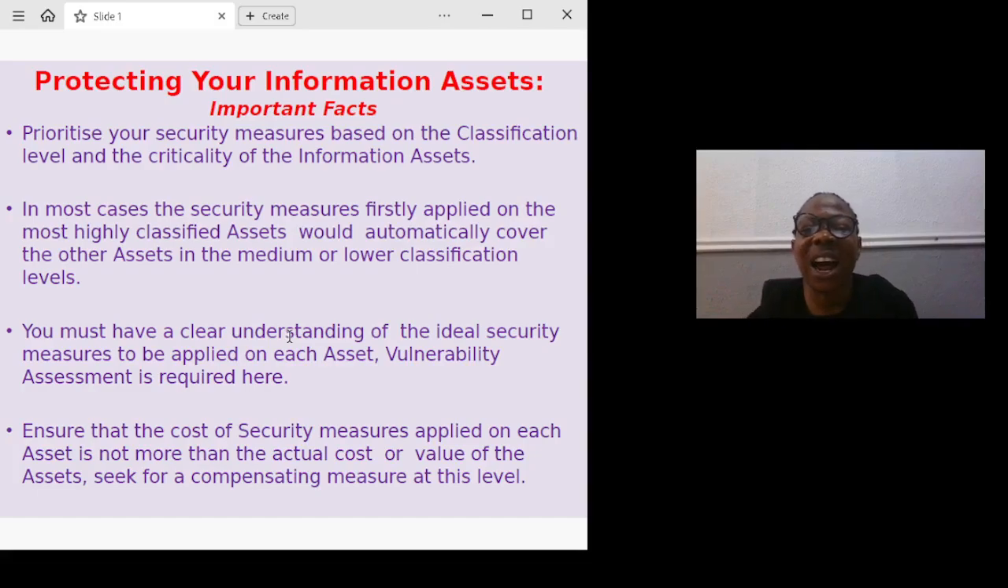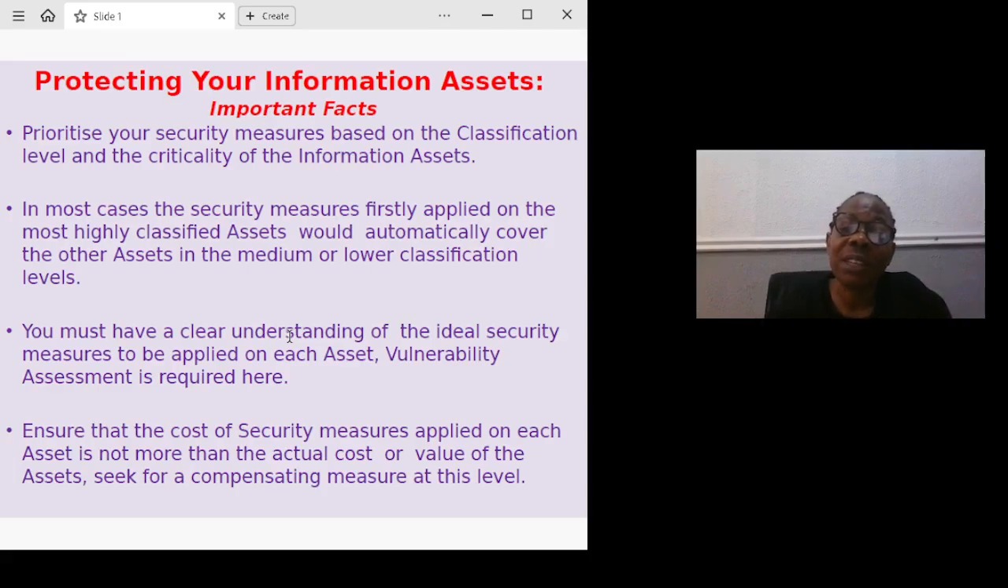Most times they are mandated, like your baseline control, or they are automated on your assets. Most of them depend on the value you place on them. So you must have a clear understanding of the ideal security measures to apply on each of them. That's where we are going now, the ideal security measure. Then you must ensure that the cost of security measures applied on each asset is not more than the actual cost or value of the asset. It's very important for you to understand all these terms.